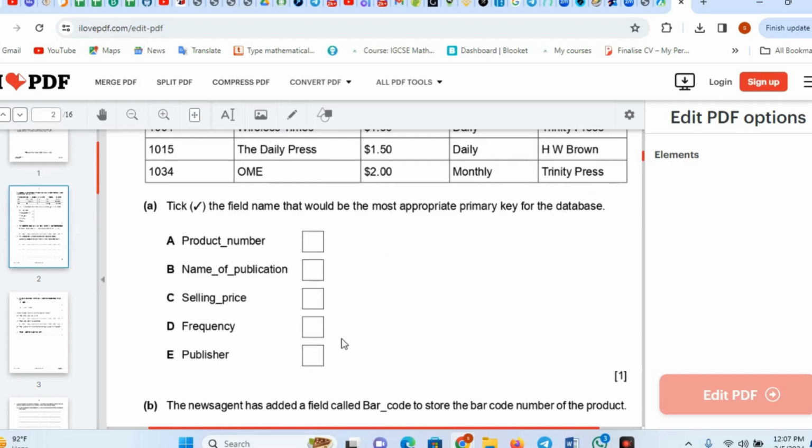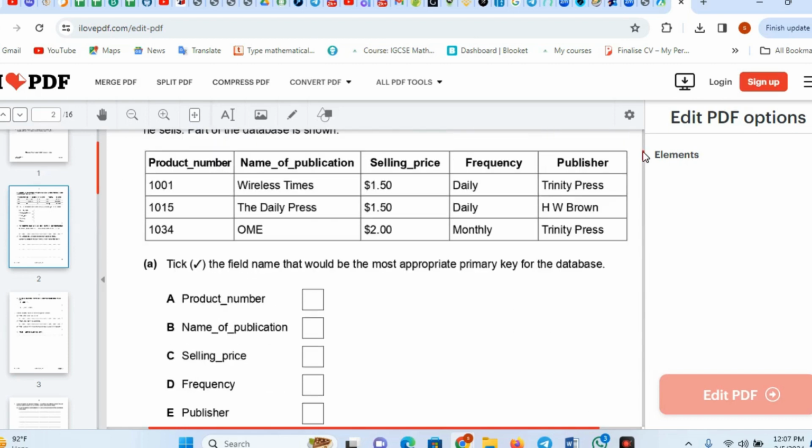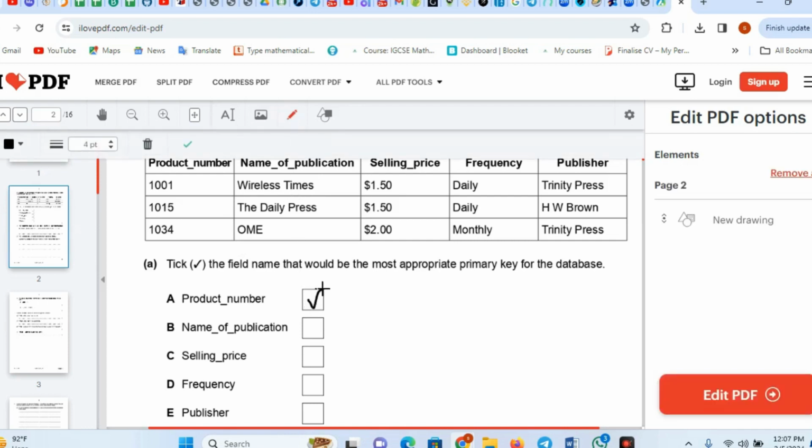Out of these, which do you think would be the most appropriate key for the database? Is it product number, name of publication, selling price, frequency, or publisher? The correct answer is product number. So you take it and you are done with it.